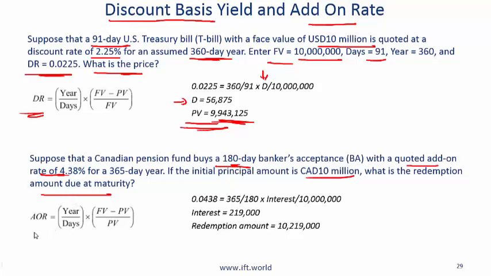So with add-on rate, the key distinction is that here in the denominator we have the present value or the investment amount, whereas with the discount rate basis in the denominator here we have the face value or the final amount. So you plug in the numbers given and you come up with the interest amount of 219,000, and the redemption amount then is 10 million plus 219,000.